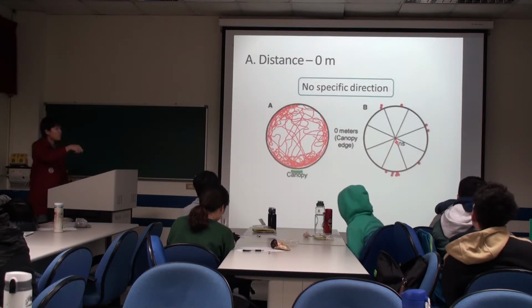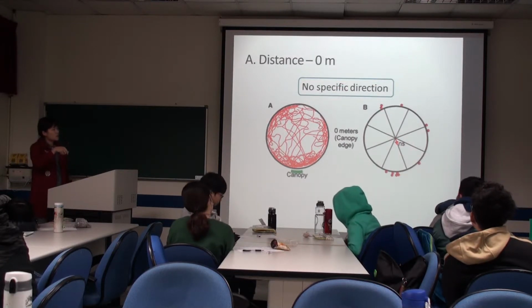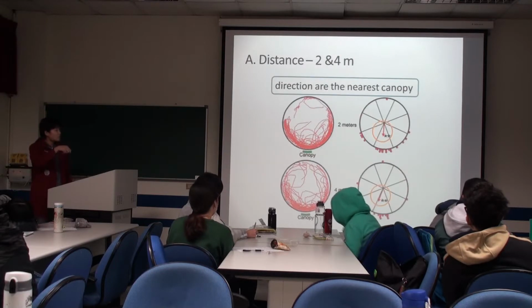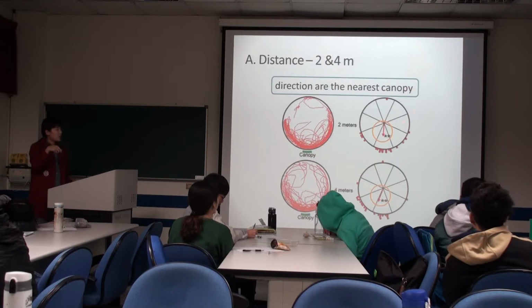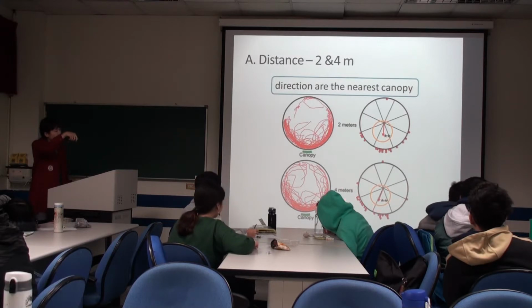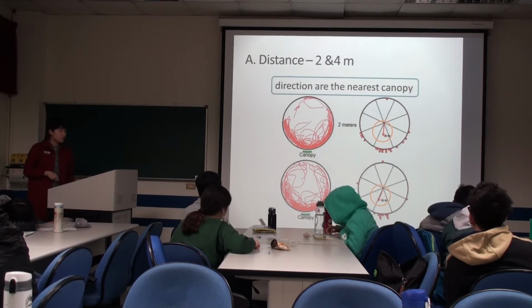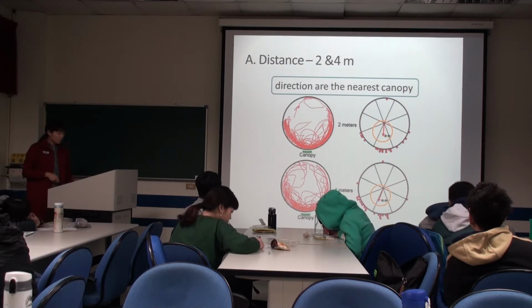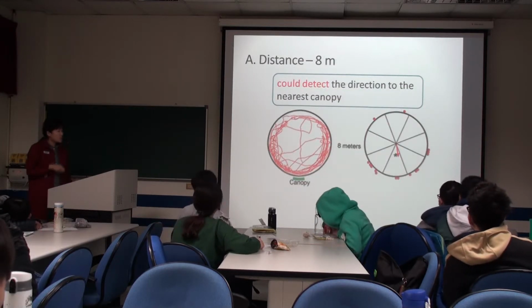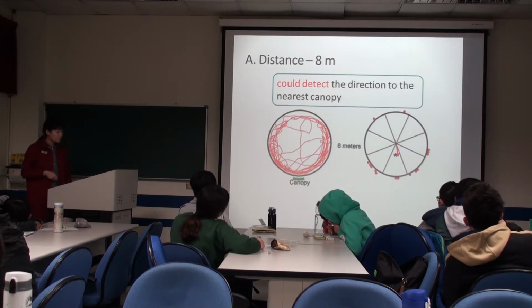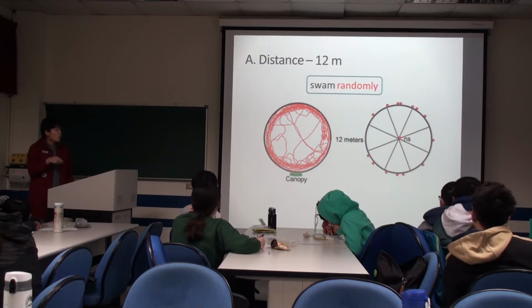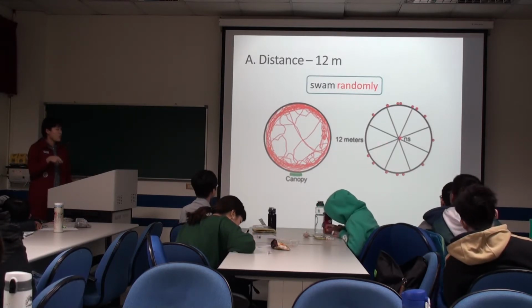You can see at 0 meters, they have no specific direction. You can see here is NS. And at 2 meters and 4 meters, their direction is toward the nearest canopy. But one difference is at 4 meters, their red dots are more concentrated than at 2 meters. At 8 meters, they could still detect the direction to the nearest canopy. But at 12 meters, they swim randomly. You can see here is shorter and NS.